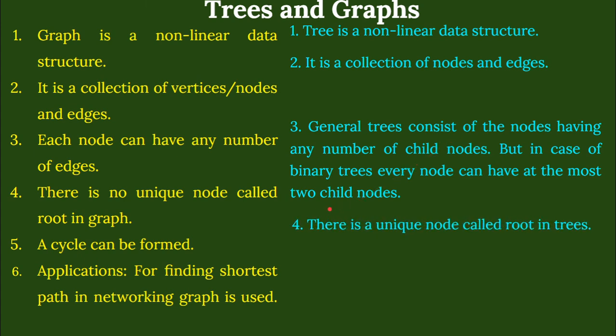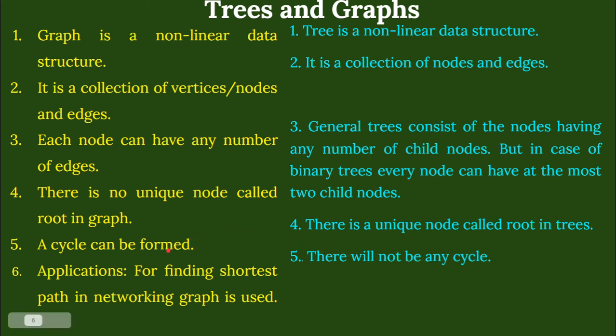And the next difference is there is a unique node called root in the trees, whereas there is no such unique node in the graph, but in the case of trees we have a root. That means root is the head from which all the subnodes will be formed, but there is no such hierarchy in the graph. And in trees, a cycle cannot be formed. The main difference between the graph and the tree is that a graph can have a cycle, whereas the tree will not have a cycle.